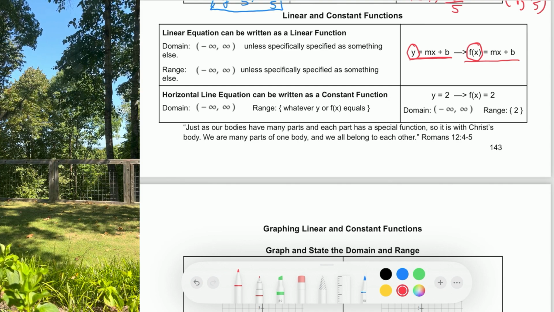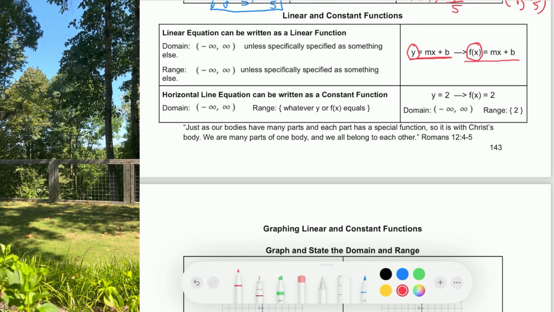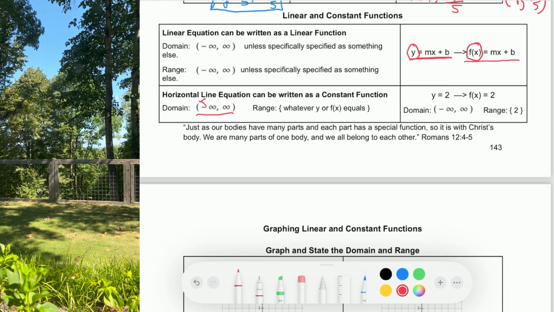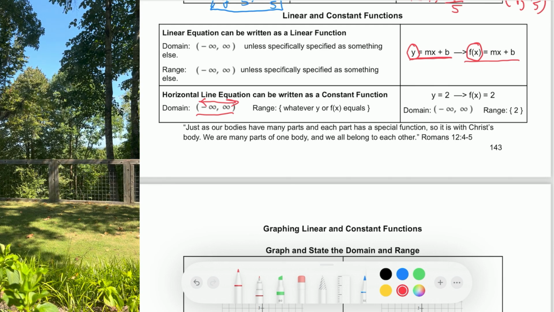A horizontal line equation can be written as a constant function. So for a horizontal line, the domain would still be negative infinity to positive infinity. It goes left and right infinitely. There's no change, because remember, a horizontal line is flat. The range is going to be whatever y or f of x equals. Remember, it's going to have a limit on height or depth because a horizontal line does not have a rise. So it's only going to have one number for your y or your f of x.